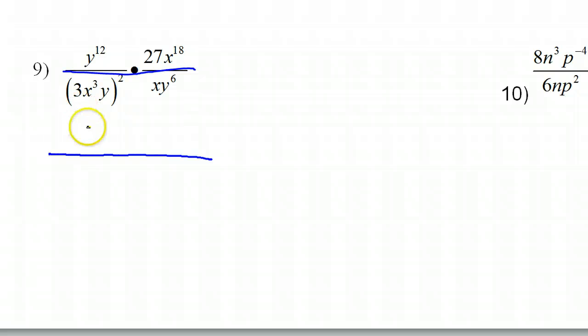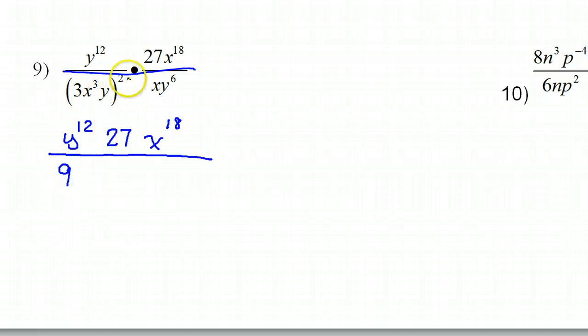All right, so look, up here I've got my y to the 12th power, and I've got my 27, and I've got my x to the 18th power. All right, fine. Down here, I've got 3 squared, that's 9. And then x to the 3rd power squared, power to a power you multiply. So that'll be x to the 6th power, and y squared. Okay, and then I'm just going to bring down my x, y to the 6th power. I just brought that straight down. Okay, that's fine and dandy.